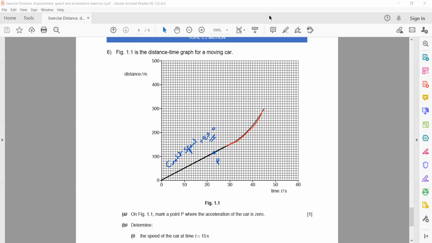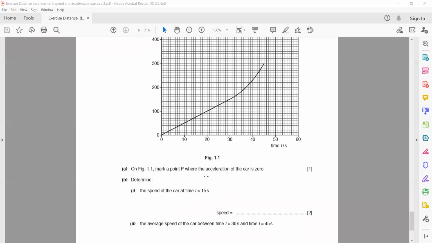The second part: determine the speed of the car at 15 seconds. Basically, in this region the speed of the car is constant, so we can use the total distance to find the speed in this region: the distance traveled divided by time. As it is a straight line, the speed of this region is the same as the speed at 10 seconds, 15 seconds, 20 seconds, 25 seconds or 30 seconds. So this is 150 divided by 30, and I will get 5 meters per second.